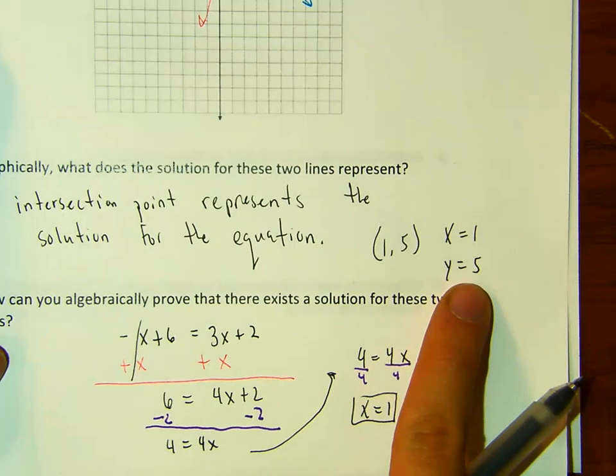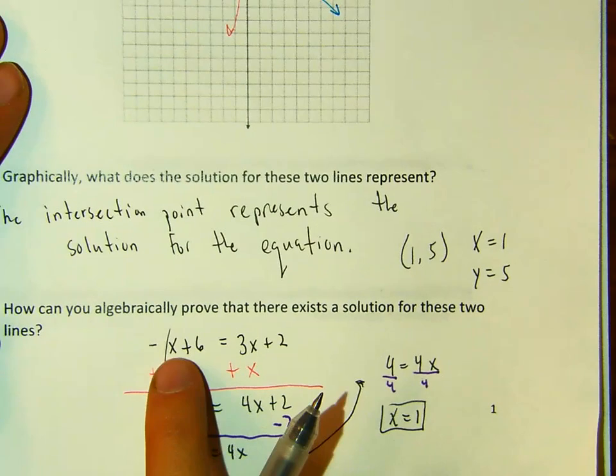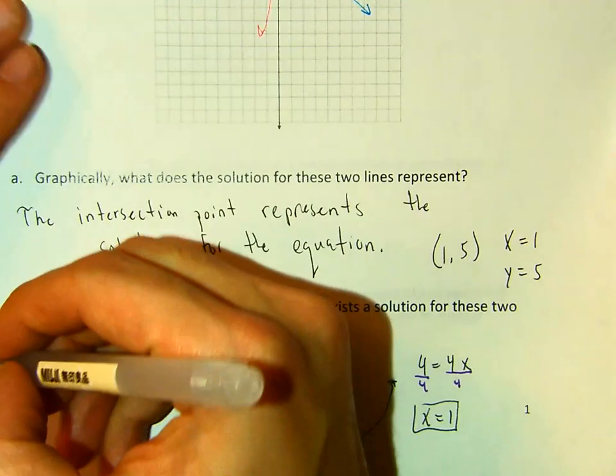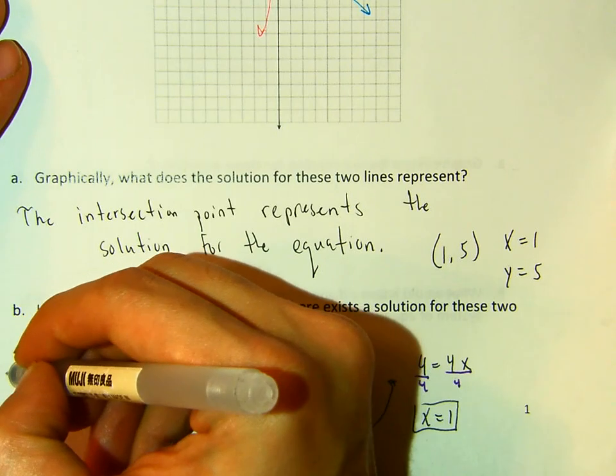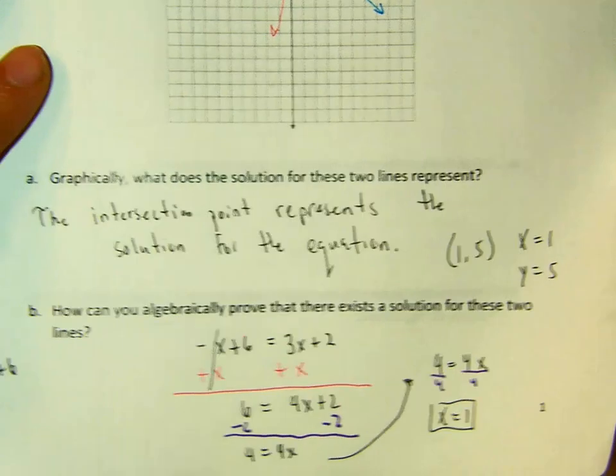How do you get y? Just plug in x equals 1 into either one of the equations. Notice that if negative x plus 6, so if y is equal to this, right?